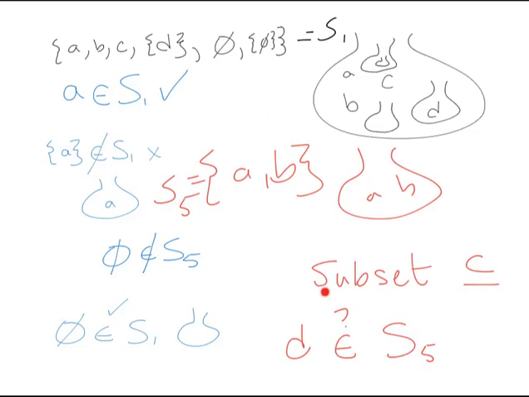So for subset, you absolutely have to have two sets. I can never ever ask, is D a subset of S5? Because D isn't a set. And in order to have a subset, you have to have a set. But I can say, is D an element of S5? Now, if I want to look for elements, I can always take a set and find out if that's an element of another set. Because, for example, the set containing D is an element of S1, because when I look inside S1, the set containing D is in there.